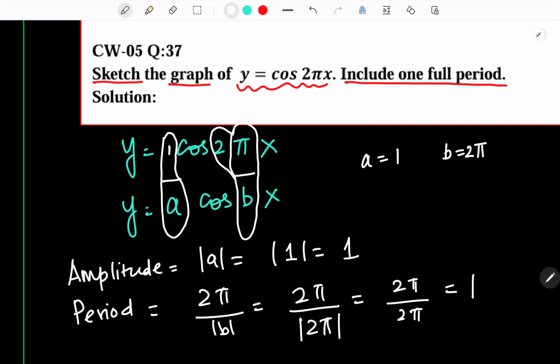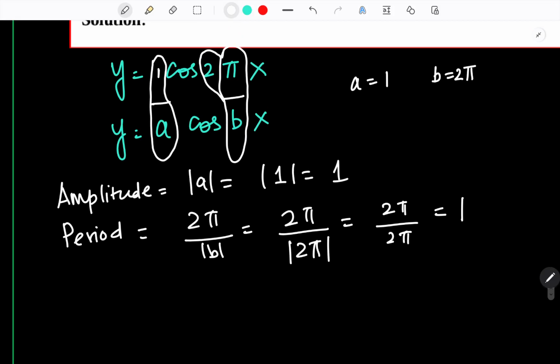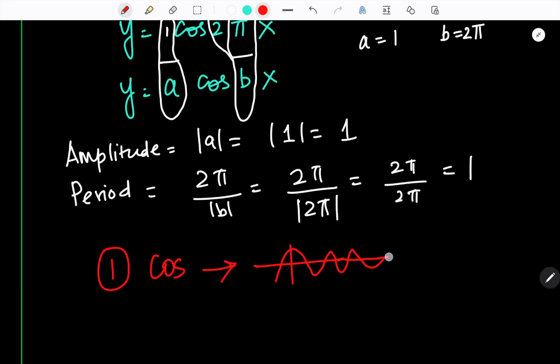Now you are an engineer. Before starting the sketch, you must be ready with the following points. The first point, what is the first point? The cosine curve passes through what? 0, 0? Never. The cosine curve never passes through 0, 0. That is the first point.